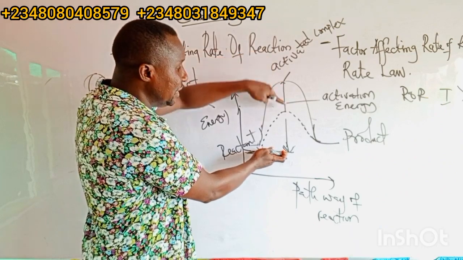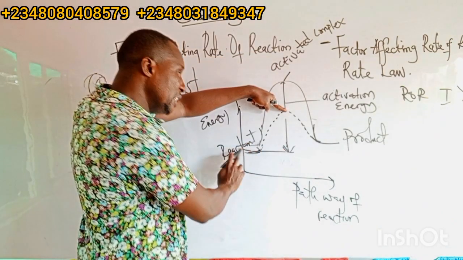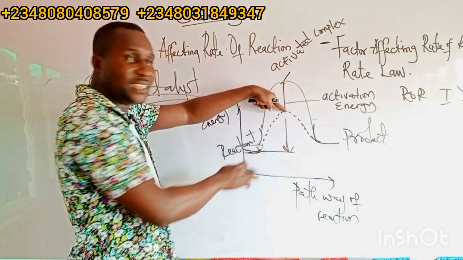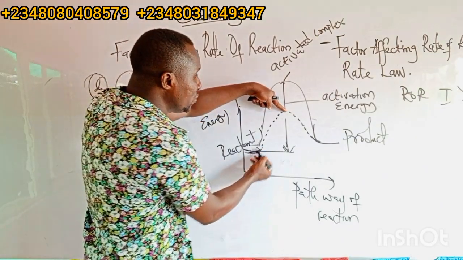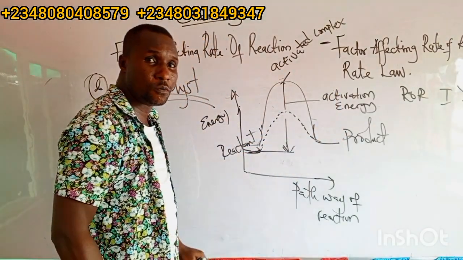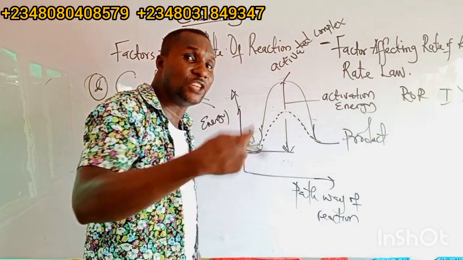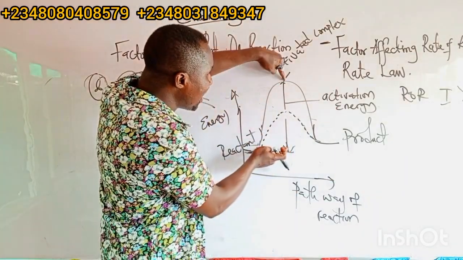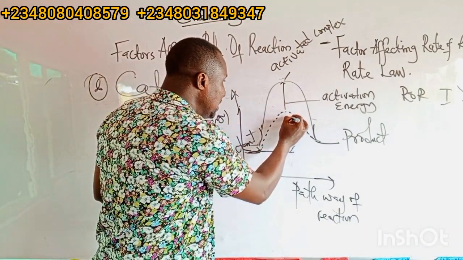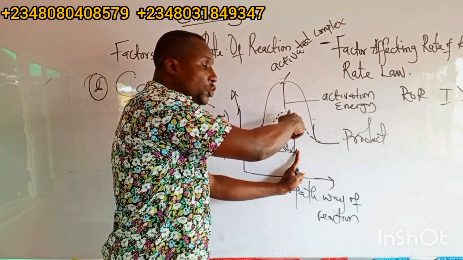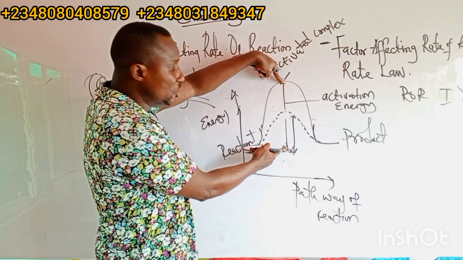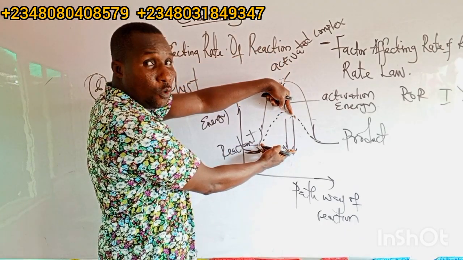Then when a catalyst is added, it lowers the activation energy. It creates another route, another way for the reaction. Then the time taken for this reaction to occur will be smaller compared to the time taken for this reaction to occur. That means a catalyst increases the rate of reaction. This is the uncatalyzed reaction. This is the catalyzed reaction. This is the uncatalyzed activation energy. This is the catalyzed activation energy.